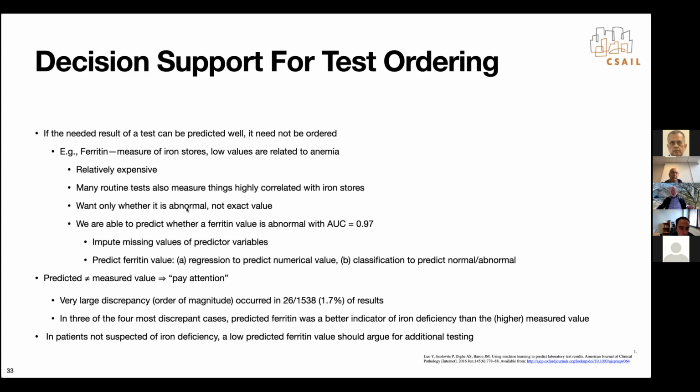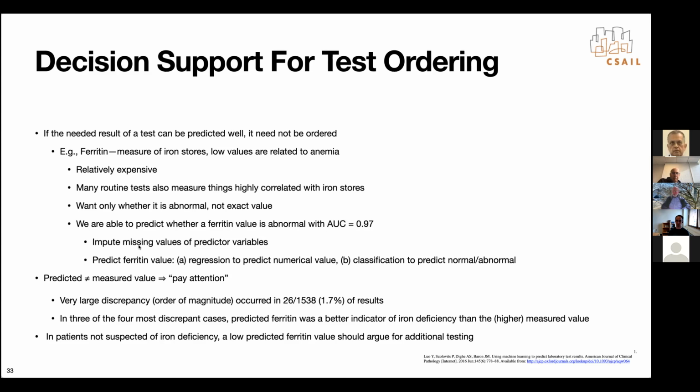So in this case, the question was, could we build a model that used a lot of their data that would make a good prediction of this? And the answer was yes. We were particularly interested in low serum ferritin values, and we were able to build a model with an AUC of 0.97, which is pretty good. And the way we did it was relatively simple.